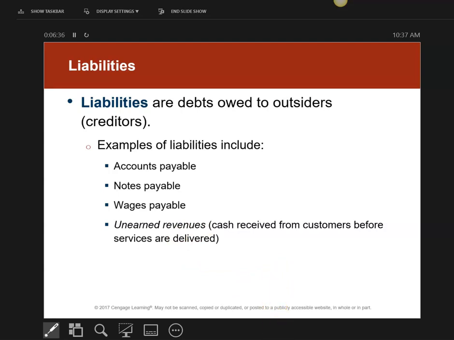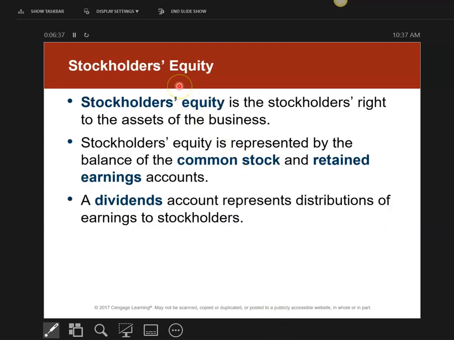Now, the next part we're going to talk about is the stockholders' equity. We talked in chapter 1 about how common stock or capital stock and retained earnings are account names under the equity umbrella. There's also dividends. Dividends are when I pay you. So there are some other account names.